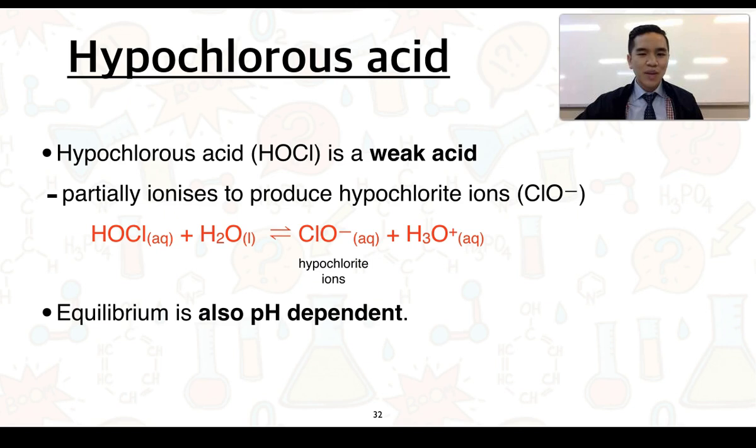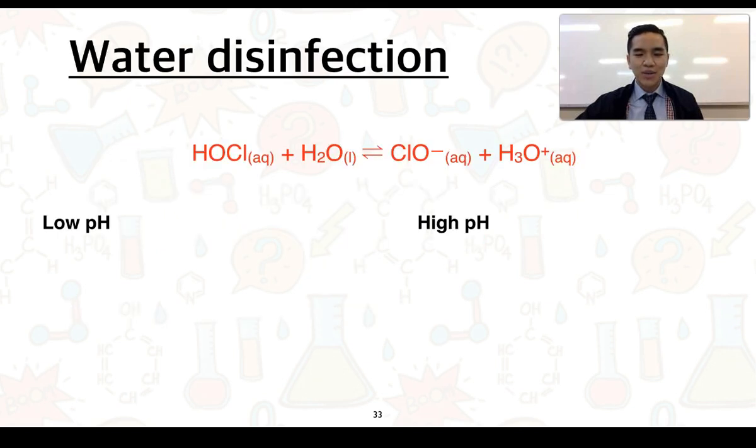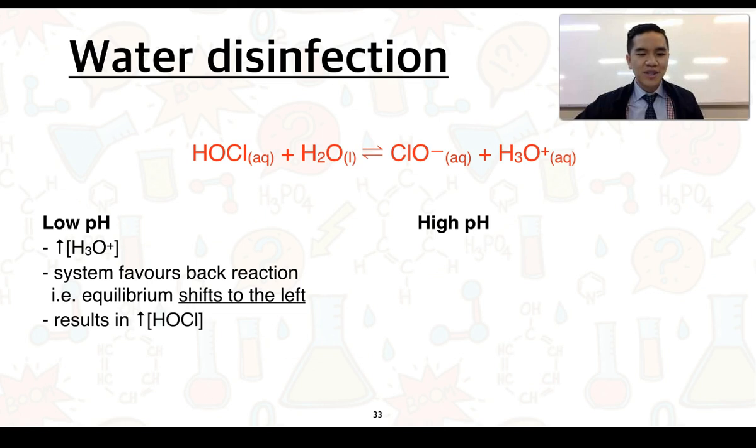So we can consider what would happen if we were to decrease or increase the pH. Starting off with a reduced pH, so again we know this will increase the concentration of H3O+ on this side here. So the equilibrium we can expect will shift to the left, and we will end up with an increase in the concentration of HOCl and a decrease in the concentration of ClO-.